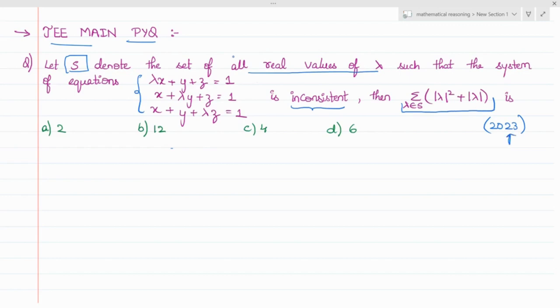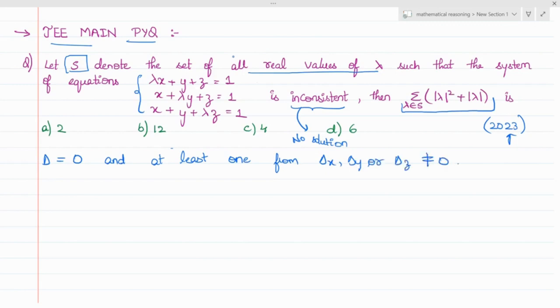First thing, the hint we need to use is inconsistent. When the system of equations is said to be inconsistent, the determinant is equal to 0, and inconsistent is nothing but no solution, right? So what is the condition for no solution? Delta should be equal to 0 and at least one from delta x, delta y or delta z should not be equal to 0.